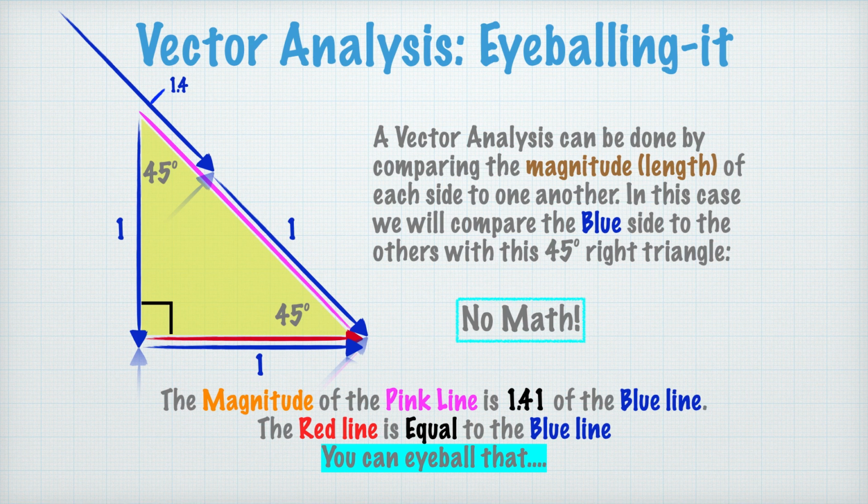The pink vector is longer than the blue vector. Well, but by how much? We can take a blue vector, put it alongside the pink vector, take another one, stack it on top of it, and do a comparison of the pink vector to the blue. You can see here that we have about a 1.4 magnitude of blue vectors compared to the pink. So the pink side of that triangle has a 1.4 magnitude of the blue vector, and the red is equal. It's 1:1. And you can eyeball that. You don't even need math.